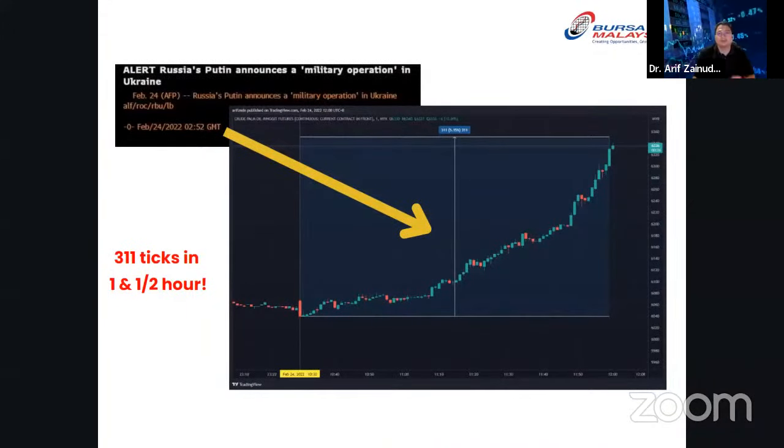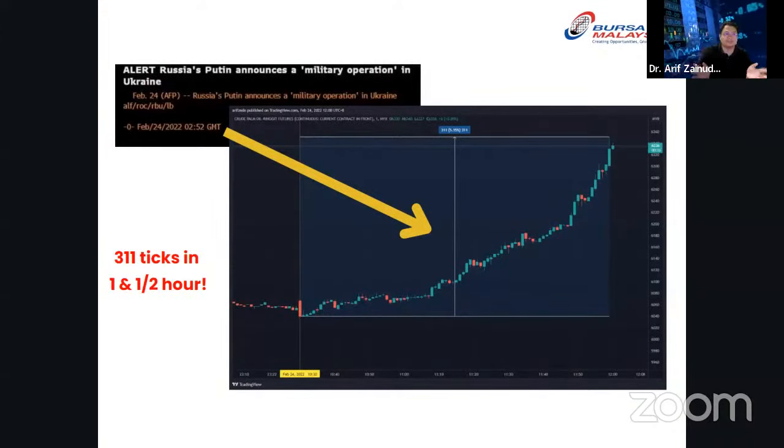This happened. I'll share another link in the chat. What happened that time was Putin announced a military operation in Ukraine. That was only the announcement, and by only the announcement, the market closed 311 ticks up in 1.5 hours.